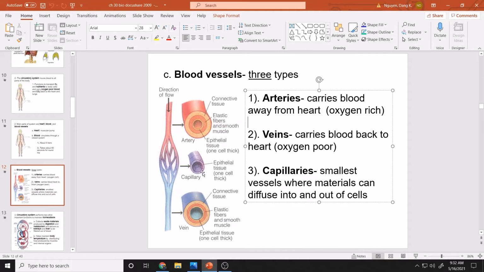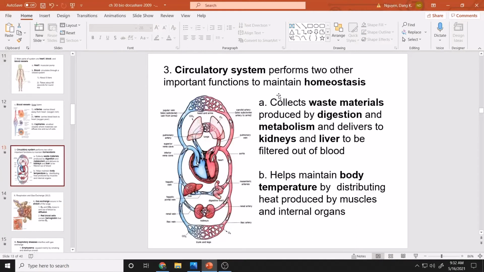So this is where the exchange occurs in capillaries. It's narrow, in that it only allows one red blood cell to fit through its passage, the capillary. Now keep in mind, the circulatory system also does two other things.